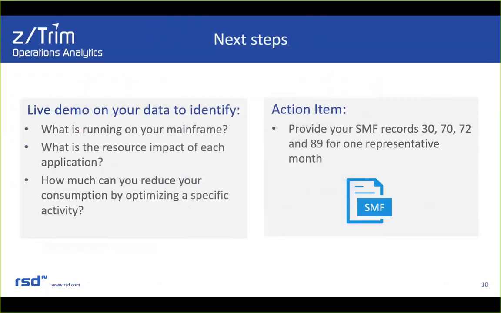Now let's talk about some next steps. There are some basic questions business and systems decision makers are asking. What is running on the mainframe? What is the consumption? How is available system capacity used by system, by entity, by application, by workload? What is the impact on the business? What is the impact of optimizing consumption on specific workloads?